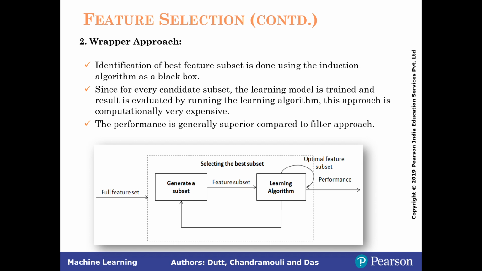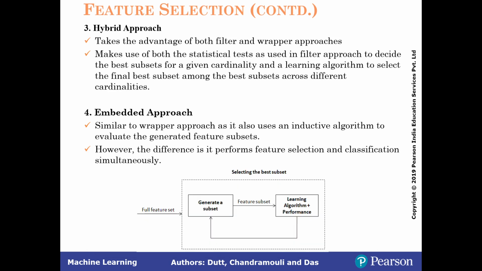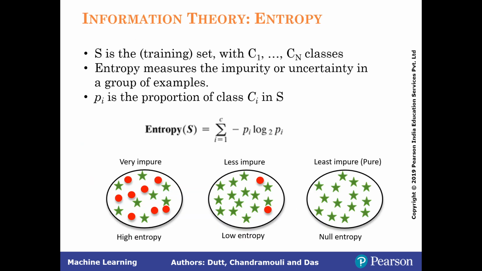Wrapper is nothing but wrapping up of data, you can say. Here you are going to identify the best feature subset. In this selection you consider multiple subsets and choose the optimal one. Hybrid is the combination of both filter and wrapper techniques. And the last one is the embedded approach. It is somewhat similar to wrapper, but it also uses an algorithm to evaluate the generated feature subsets. It is the advanced version of the wrapper approach, in simple terms.